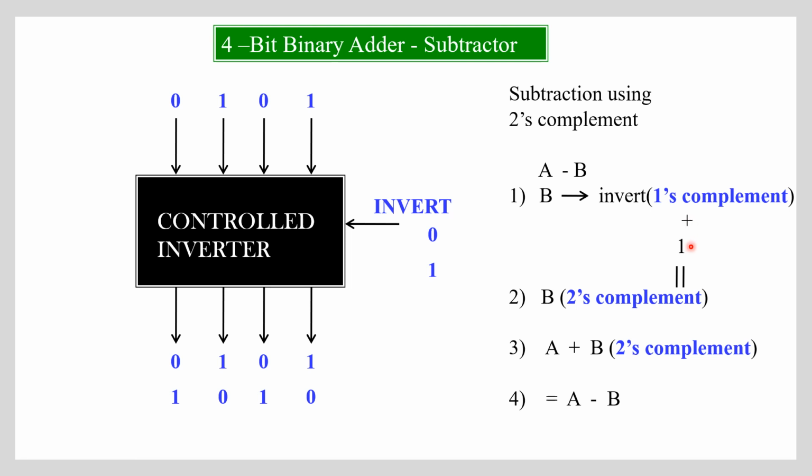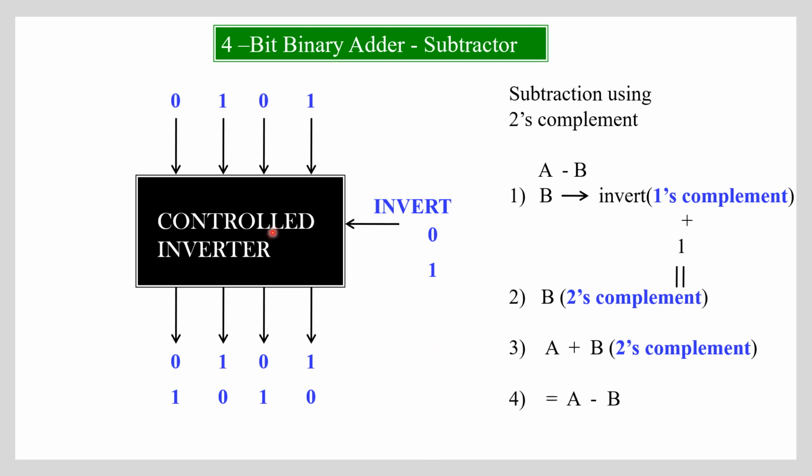Then we add 1 to that number. So what we get is the 2's complement of the number. 2's complement of the number is nothing but 1's complement plus 1. Once I get the 2's complement, I will add that number to A. So I get A plus B's 2's complement, that is nothing but A minus B. Now let us see how to get 1's complement and then 2's complement.